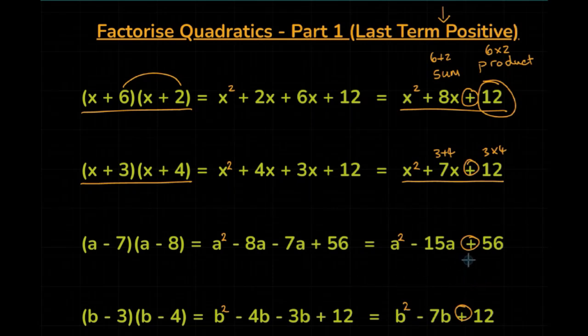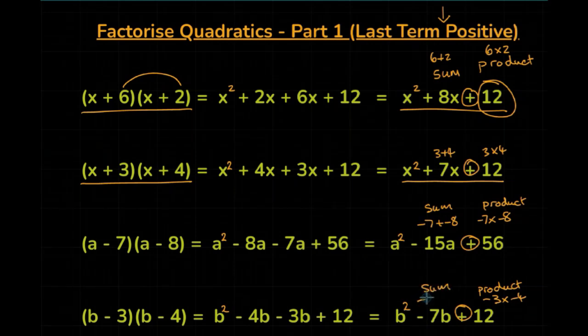But in every case, the last term is the product of the two numbers in the brackets. So this is minus 7 times minus 8, and this is minus 7 plus minus 8. So this is a sum and this is a product. Again, this is a product. It's minus 3 times minus 4, and this is a sum because it's minus 3 plus minus 4. Okay, so now we understand where those numbers come from.